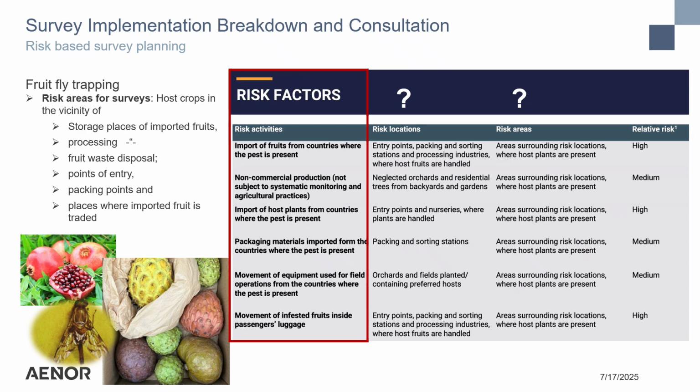And in the third step, we would like to know where those hotspots could be located. Where are the risk areas where the risk of introduction of quarantine pests is high or moderate, to monitor plants there or to put traps for pests there, like for fruit fly trapping.